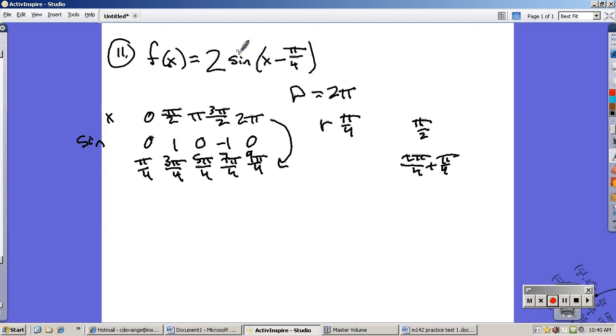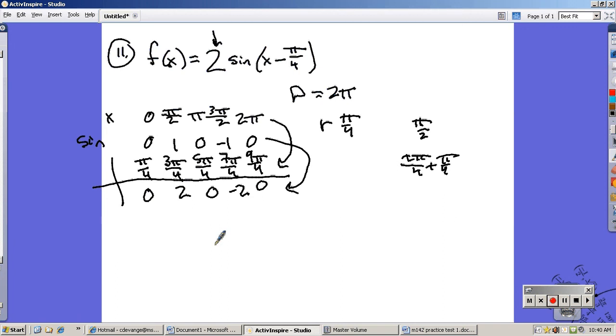And now I look outside the function. Everything gets multiplied by 2. So all of these outputs then are going to get multiplied by 2. Everything's twice as far away from 0 as it started at. 0 times 2 is 0. 1 times 2 is 2. 0 times 2 is 0. -1 times 2 is -2. 0 times 2 is 0. So here's what I'm going to sketch my graph of.